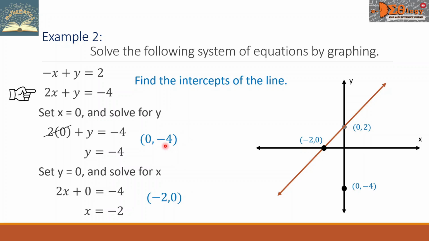Now we plot the 2 points. This (0, negative 4) is here. And this (negative 2, 0) is again coming here. Then we connect the 2 points. We form the line of the second equation. Now we see that this point, (negative 2, 0), is the point of intersection. So we conclude this (negative 2, 0) is the solution.